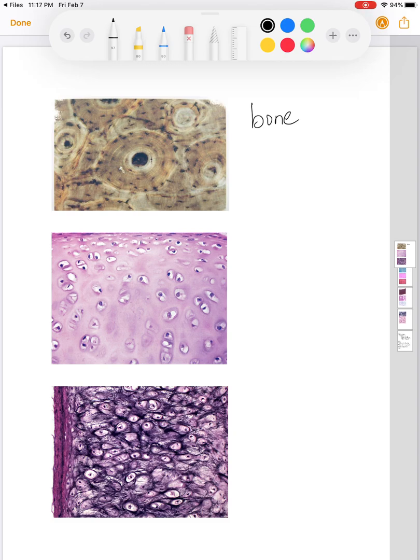Okay, it's a pretty easy tissue to pick out of a lineup. To me, it kind of looks like rings on a tree trunk if you cut a tree down. That's kind of what the image looks like to me, so it makes it pretty easy to pick out. Okay. This next type of tissue is hyaline cartilage.